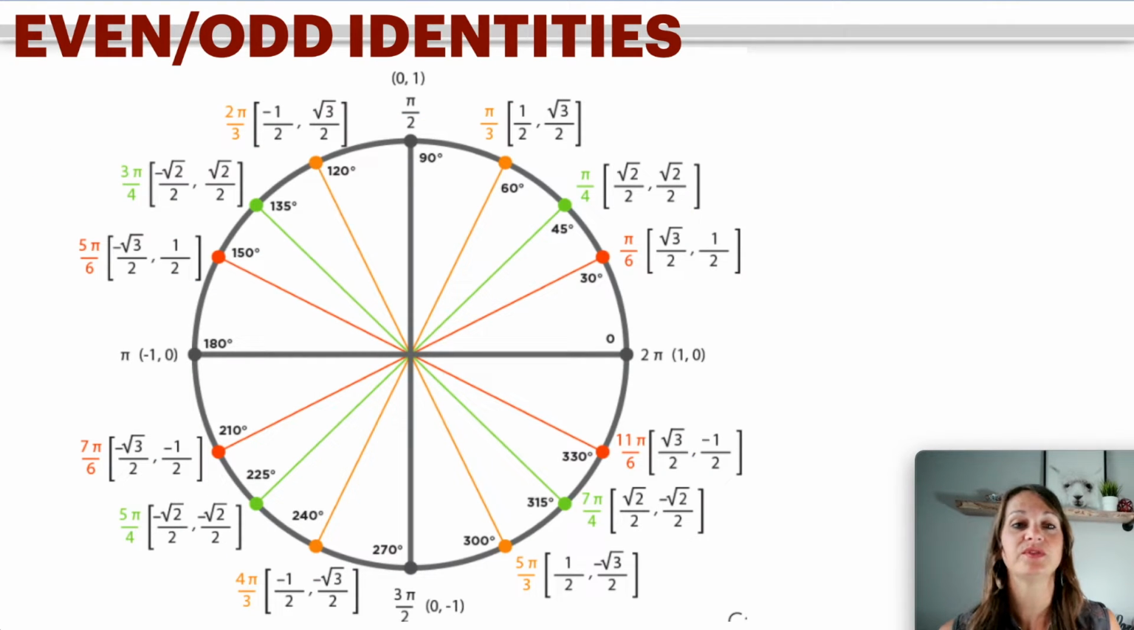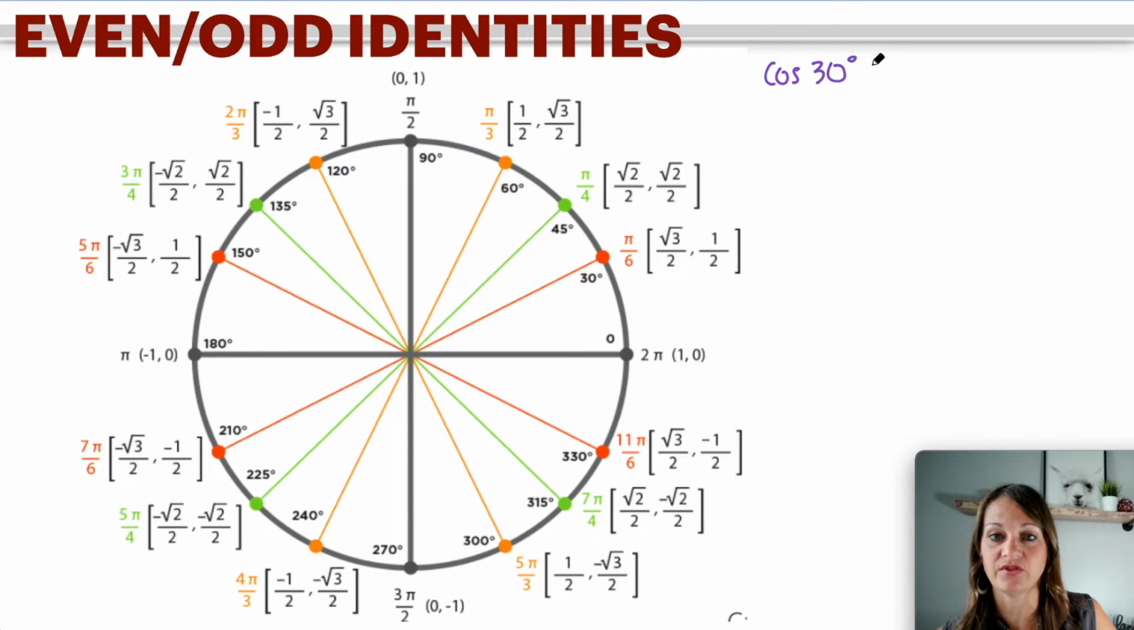So what we're going to do with those even and odd identities is put them to use with the unit circle. So let's start with cosine. If I was to take cosine of 30 degrees, which we now know the xy coordinate is the cosine, sine, so the cosine of 30 degrees is going to be square root of 3 over 2.